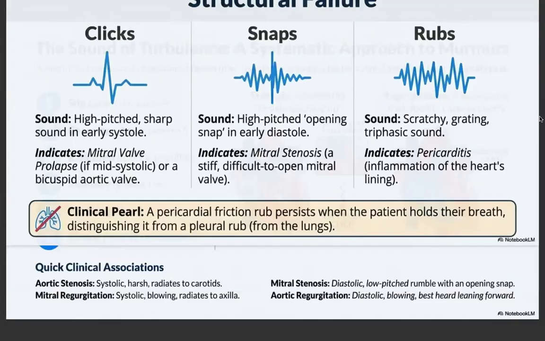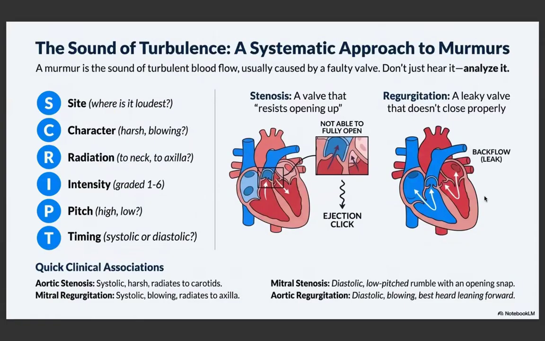Okay, so here's a little mnemonic I like to use to remember the different heart sounds that you may hear, and it's SCRIPT. It's broken down into site, character, radiation, as in where does it move to, intensity, pitch, whether it's high or low, and then the timing. Is it diastolic or systolic? So if I were doing mitral stenosis, it's going to be best heard at the PMI. It is going to be kind of a blowing sound. It may radiate, but it's going to be best heard.